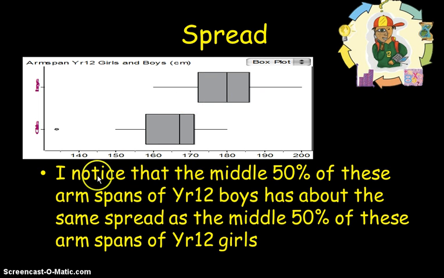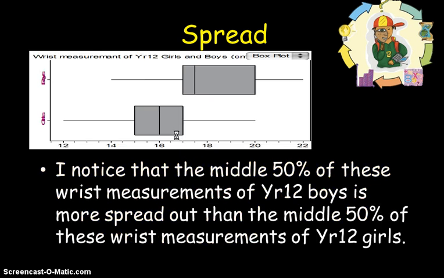So for the spread in this case, I noticed that the middle 50% of the arm span of year 12 boys, I suppose you can read it, this is the boys at the top, is about the same as the middle 50% of the year 12 girls. If they weren't about the same, just say that they weren't about the same, like they do on this one.